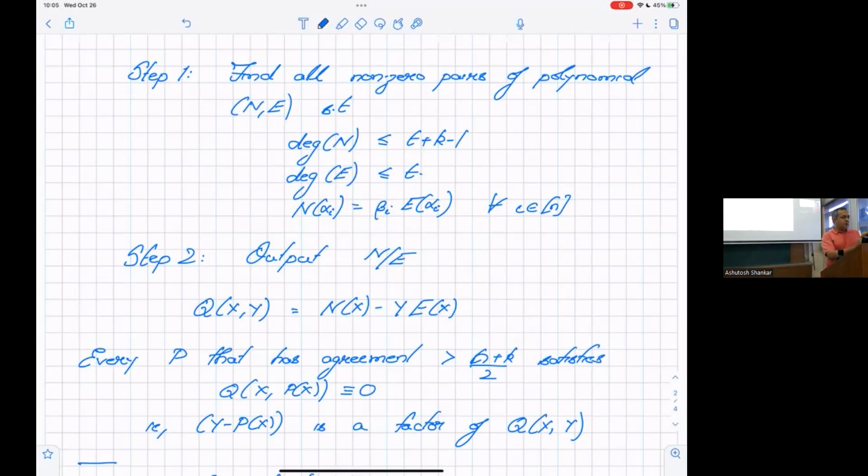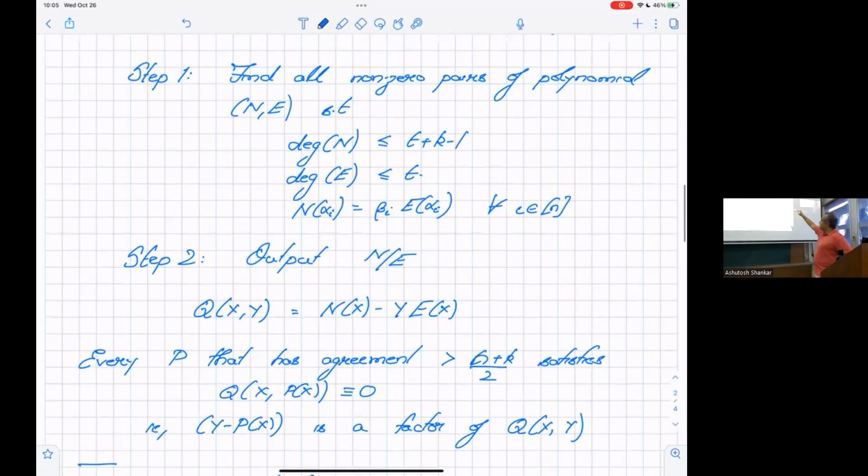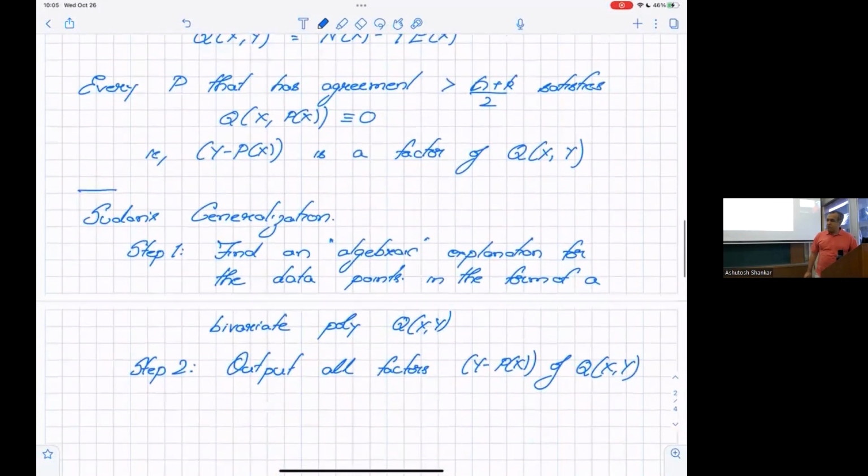A question comes from this: why are these two steps efficient? In Berlekamp-Welch, it's very clear that these two steps are efficient. The first step is just solving a linear system, so that's efficient. The second one is just division, so that's also easy.